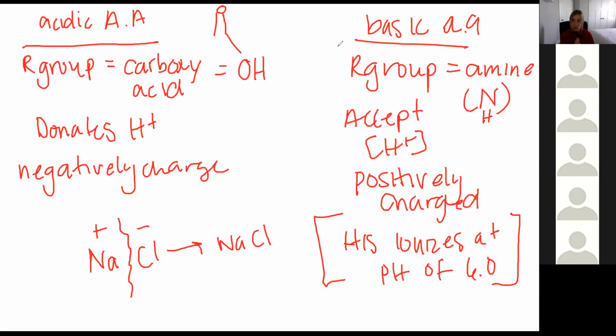Overall, when you're determining, look at the R groups. If it has a carboxylic acid, we know that it's an acidic amino acid. If it's basic, we know that it'll have some sort of amine group. So like I said, let's erase this. Hopefully everyone has that. I'm recording though.